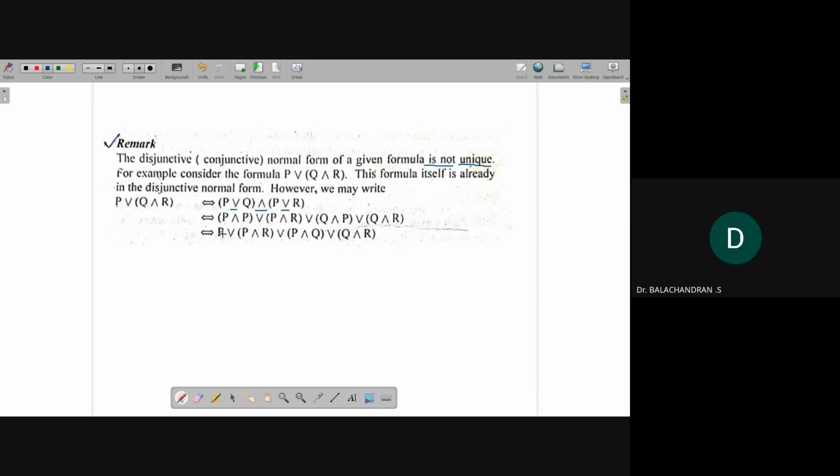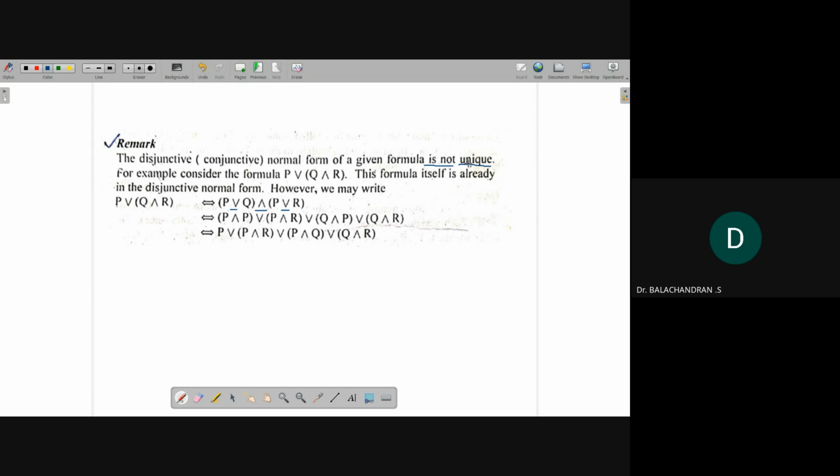So P and P is P, and P and R, P and Q, Q and R. Again, this is also a sum, a sum, a sum. This is itself a product. This is a product. This is a product. This is a product. So again, this is also a sum of products. This is also a sum of products. That's why DNF and CNF are not unique.